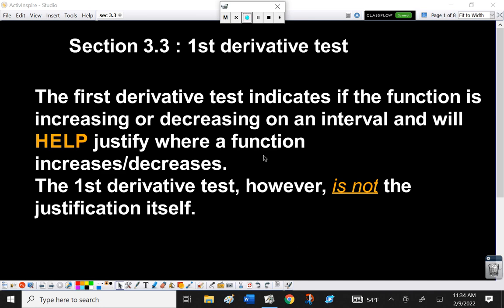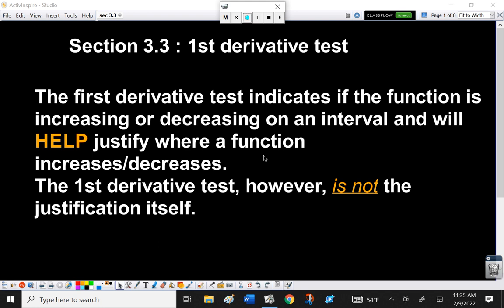Hello, ladies and gentlemen, and these are the notes for section 3.3, the first derivative test. Again, a very important section, one of the most important sections that we're going to be running into in these next couple of weeks. Ladies and gentlemen, the first derivative test indicates if a function is increasing or decreasing on an interval and will help to justify where a function increases and decreases.